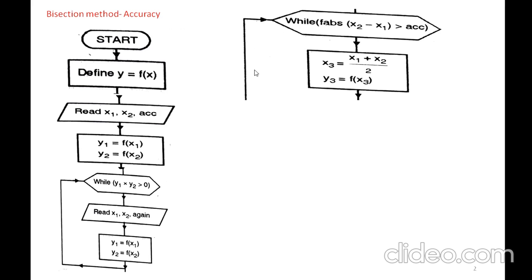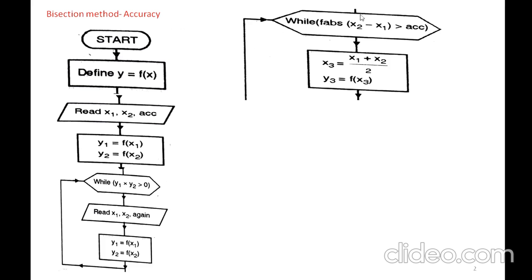Then we will find the answer by the bisection method. The bisection method answer is x3 is equal to x1 plus x2 by 2. We check the respective value of y3, that value is f of x3. We have to check this value for the accuracy criteria. That's why we have taken the modulus value of x1 minus x2 or x2 minus x1. This is the mod value. It should be less than accuracy, and only then that will be our answer.